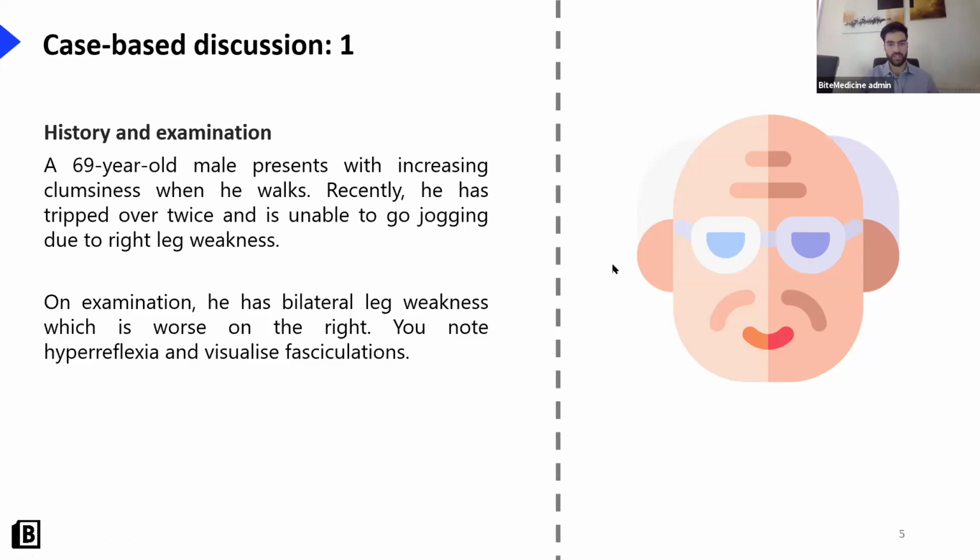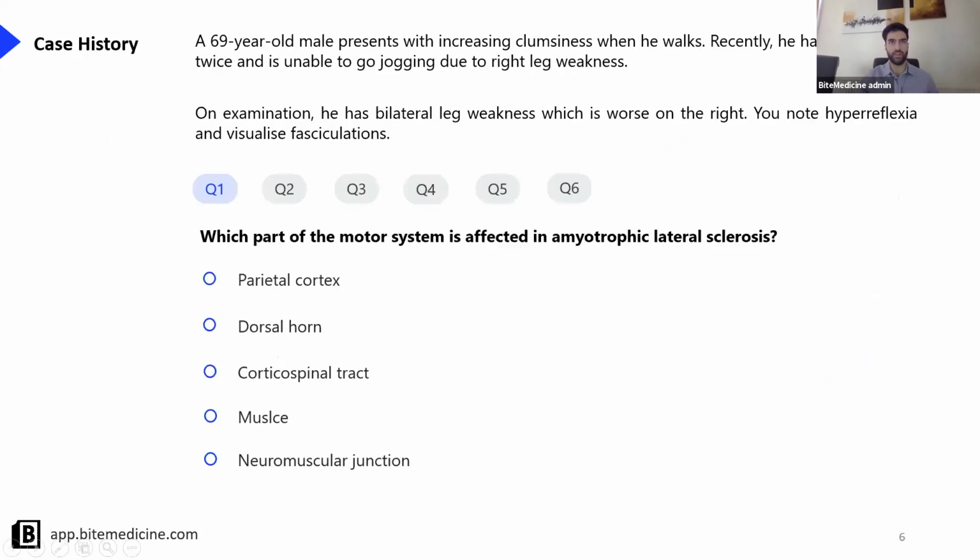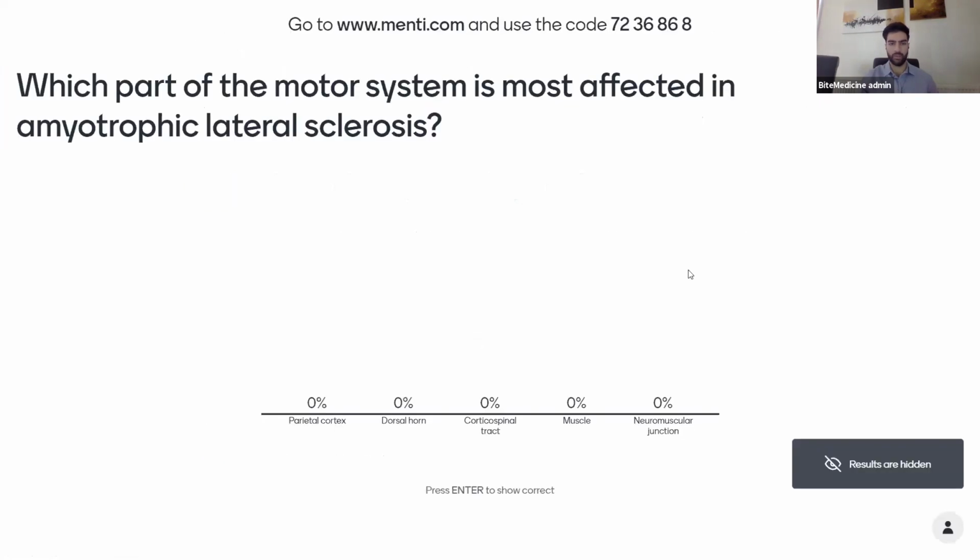Okay, so let's go on to the first question. Let's do these in Menti. So just think about that case. It's a 69-year-old, and he's got some weakness, clumsiness, fasciculations, hyperreflexia. And if you go to menti.com, as usual, just pop in the code and you should be able to answer the question.